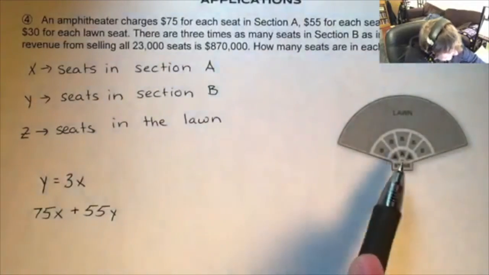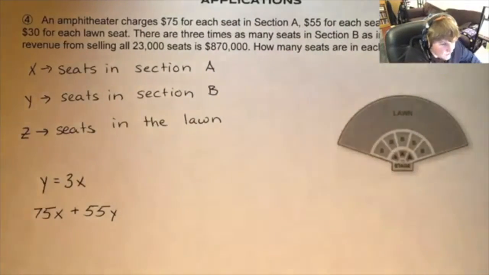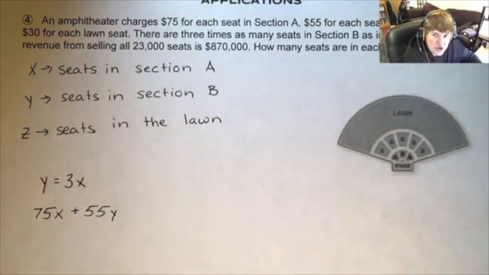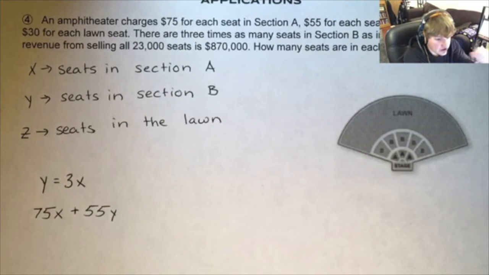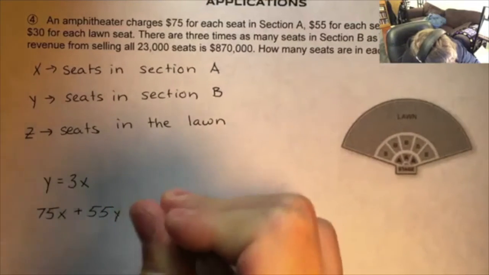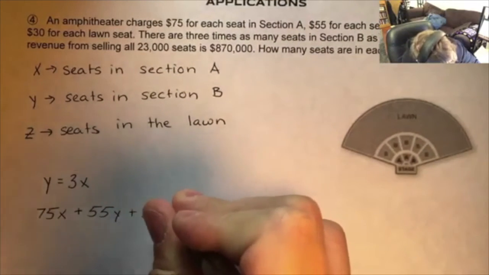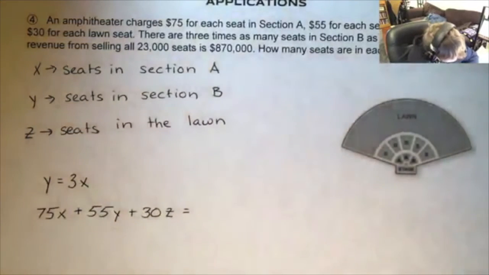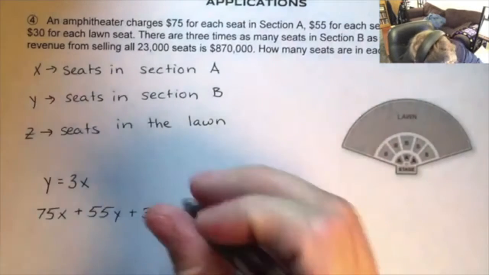But this is just accounting for section A and section B. I need to account for the lawn, right? So if I want to account for the lawn, we do the same thing, which is $30 for each seat in the lawn. So plus 30z, and what is that going to be equal to? It looks like it's going to be equal to $870,000.